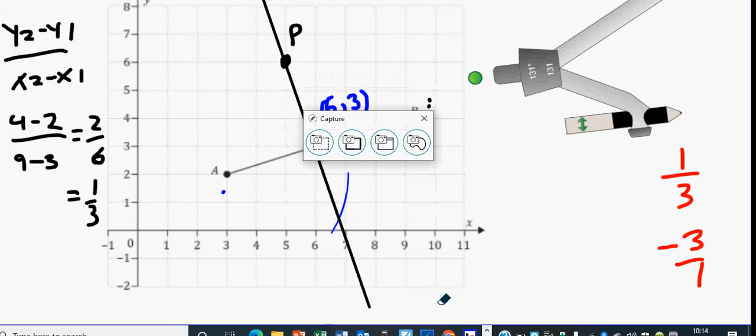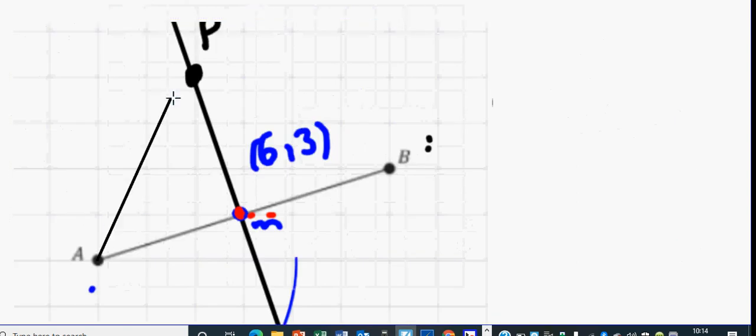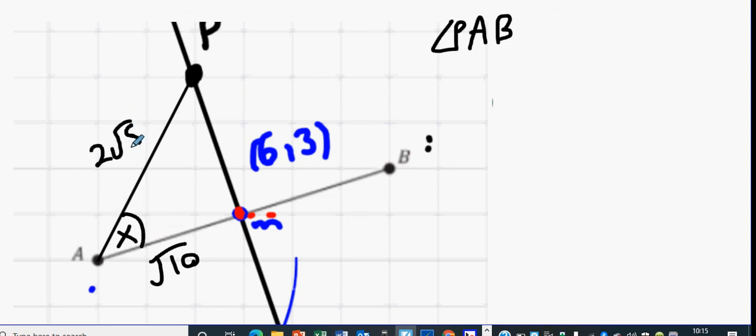What angle did they want from us? What angle did they want, lads? It says in the question. Angle what? A what? PAB. They want this angle here. Let's call it X for argument's sake. What do we know about the distance A to M? What do we know the distance of M to P? Or sorry, A to P? 2 root 5.